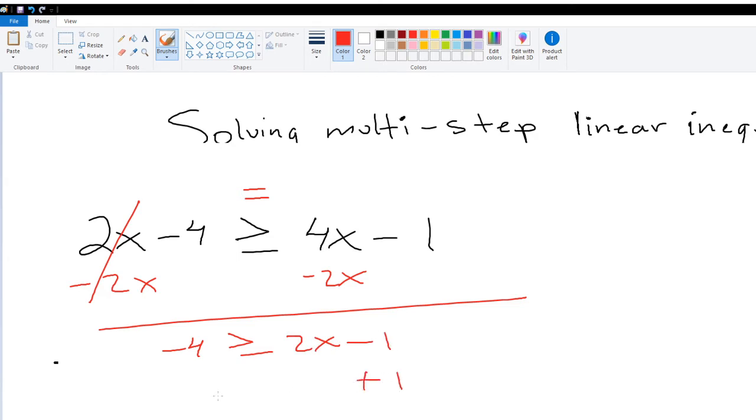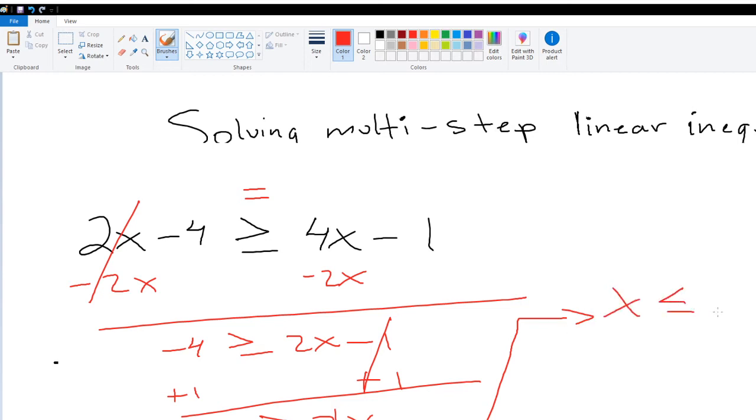Then I can add 1 to both sides, and I get negative 3 is greater than or equal to 2x. I'm almost there. I just have to divide by 2 on both sides, and I end up with negative 3 over 2 is greater than or equal to x. So I can write this solution as x is less than or equal to negative 3 over 2.